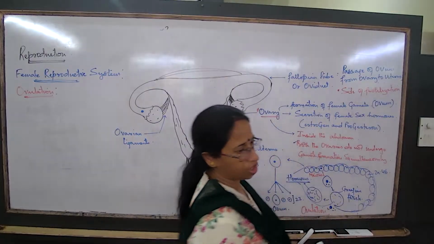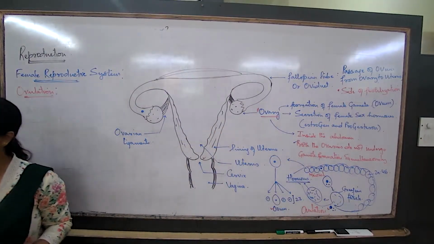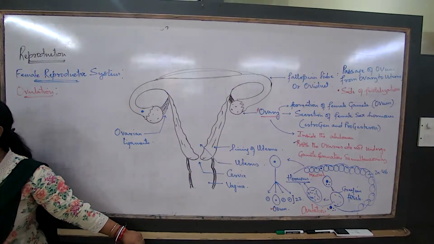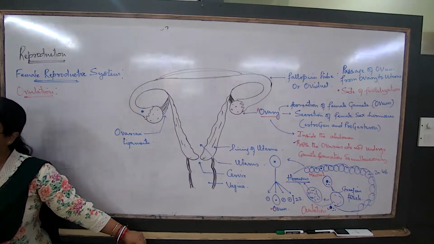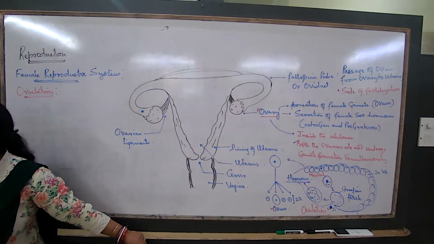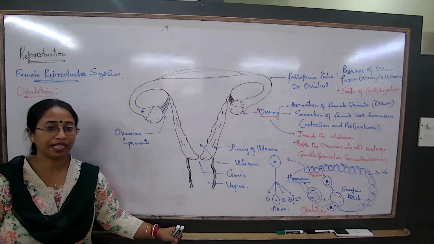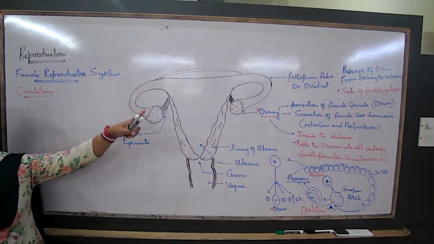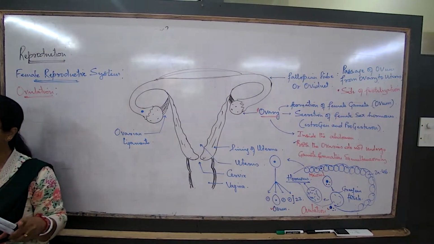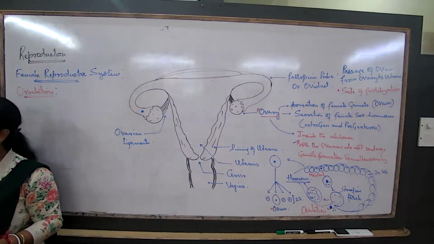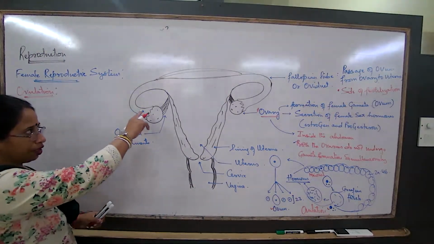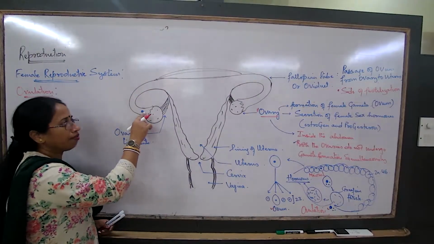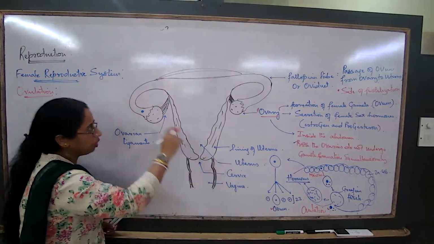You are asked questions: what is the site of fertilization in a flower and in the human body? What is the site of fertilization in the flower? Ovule, very good. And now in the human body, if you are asked, you have to write down fallopian tube. So what is the site of fertilization in the human body? Fallopian tube.